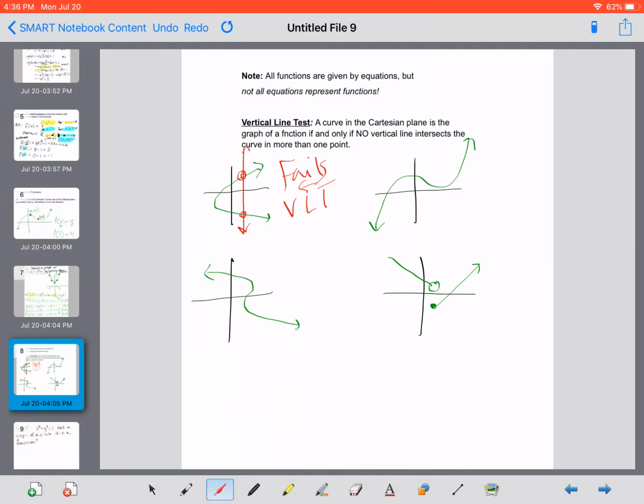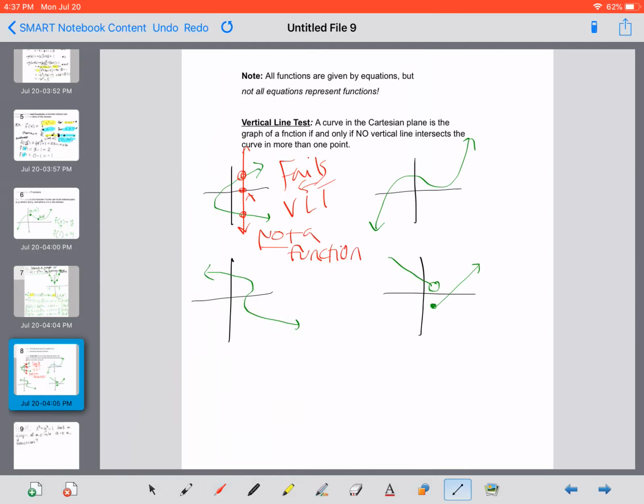And it fails the vertical line test because we have a particular x value with two possible y values. That is, the input x gives you two possible outputs. That's not allowed in a function. In a function, any input needs to give you just one output. So this is not a function.